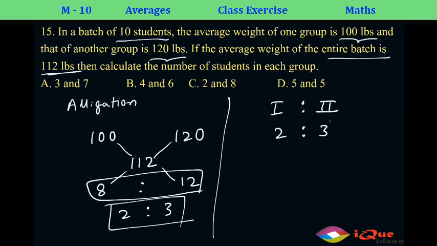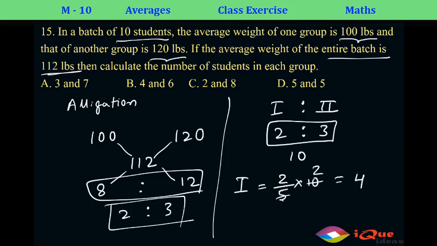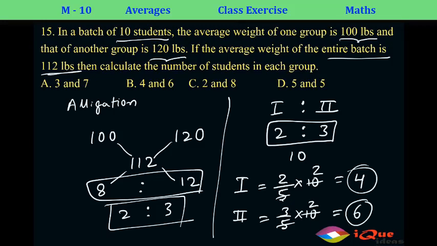And the total number of students is 10. So divide 10 into the two groups. So the first group will be 2 by 2 plus 3, 5, into 10. So 5 cancels 10 2 times. 2 into 2 is 4. Similarly, the second group will be equal to 3 by 5 into 10. 5 cancels 10 2 times. 2 into 3 is 6. So the number of students in the two groups are 4 and 6. So if you look at the options, option B is the correct answer.